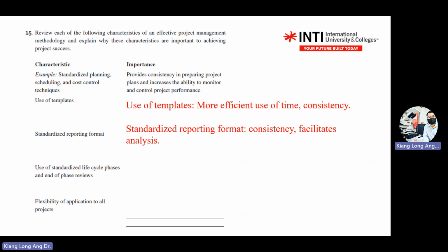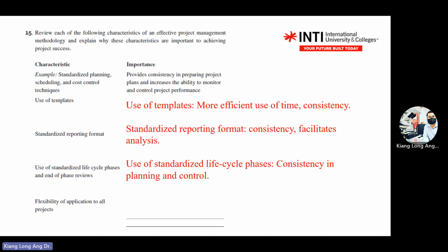So what is the benefit if you have a standardized life cycle, phases, and end-phase review? The word is still repeating: consistency. But this one is in planning and control. Consistency in planning and control. Okay, so if you do enough exercises, you know that when the word review comes out, review always teams up with planning and control.